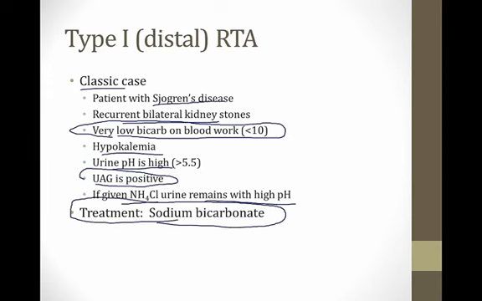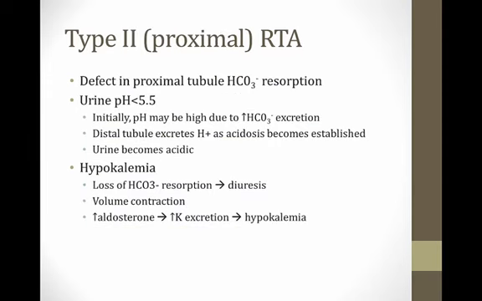The next RTA we'll discuss is the type 2 or proximal RTA, and this is a defect in proximal tubule bicarbonate resorption. So a very important thing to know about this type of RTA in contrast to type 1 is that the urine pH will be low in a type 2. Recall that in type 1 it was high. The reason it's low is because the distal tubule can still excrete H+ in a type 2 RTA, so it's able to acidify the urine.